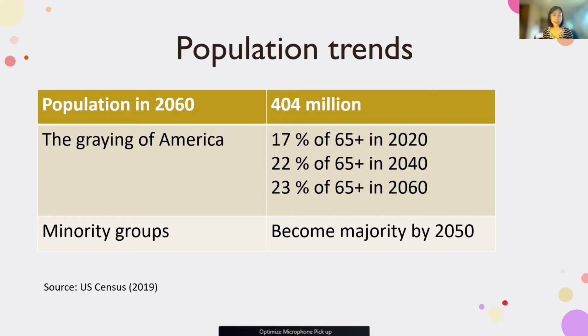Another trend that is happening in the US is there are more people in different minority groups, like Asian Americans, Black Americans, Hispanic Americans. Those are different minority groups. And it is predicted that these minority groups together will become the majority by 2050. So again, this is an interesting trend in the US demographics.